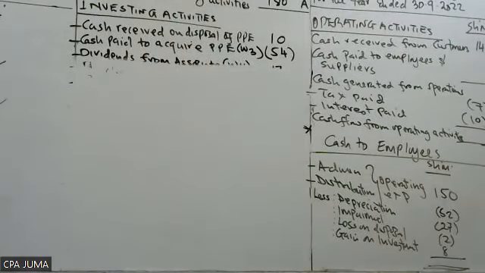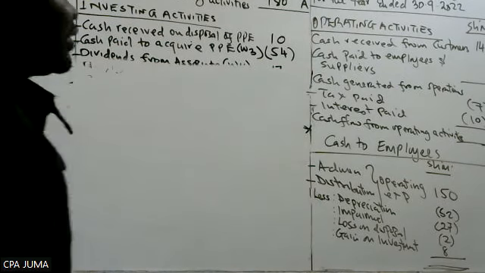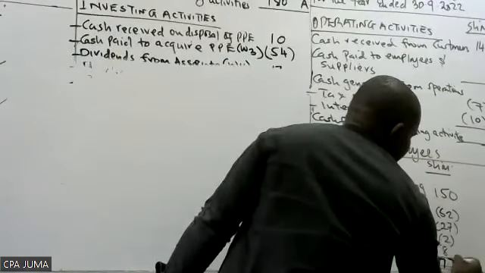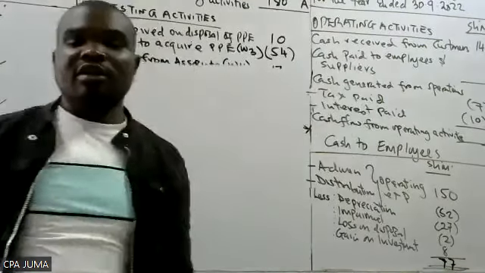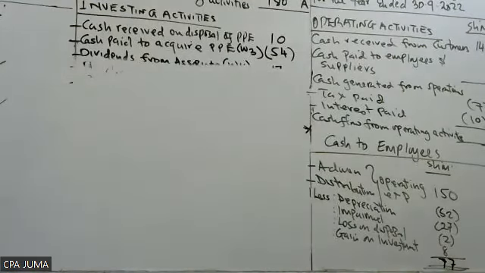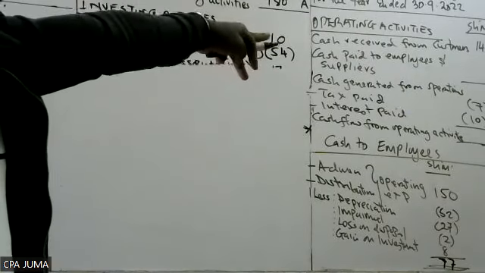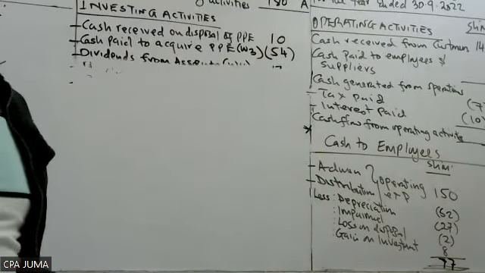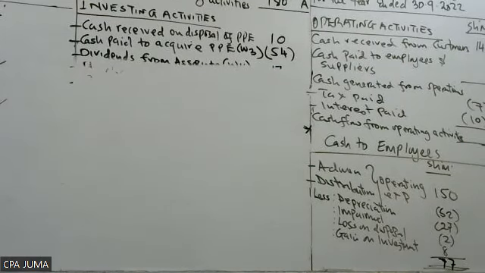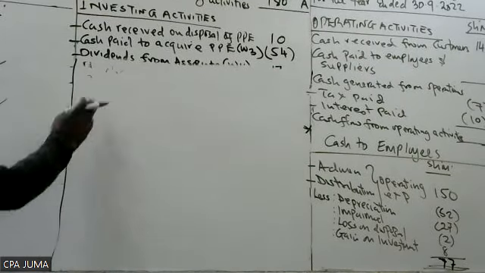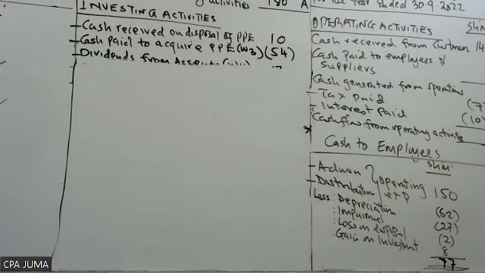For cash to employees, how much is it? 77. So this is 77. So you're the employees, so just call it. We go there as one, employees and suppliers. So we need to go to suppliers.